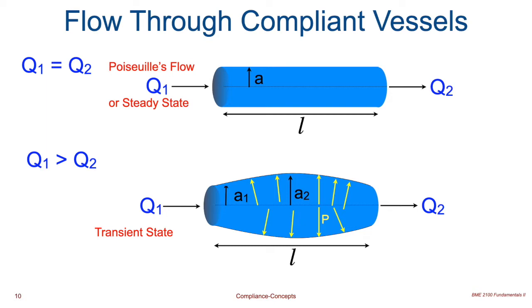That increase in flow leads to an increase in volume, and that in turn leads to an increase in pressure. And the relationship between the pressure and the volume, that's what compliance describes. So if the compliance is high, the vessel will get quite a bit bigger. And if the compliance is low, the vessel will only get a little bit bigger. But if it's compliant and there is a difference in flow, there'll be a change in the volume, leading to a change in the pressure. And that's the scenario that we have to describe.